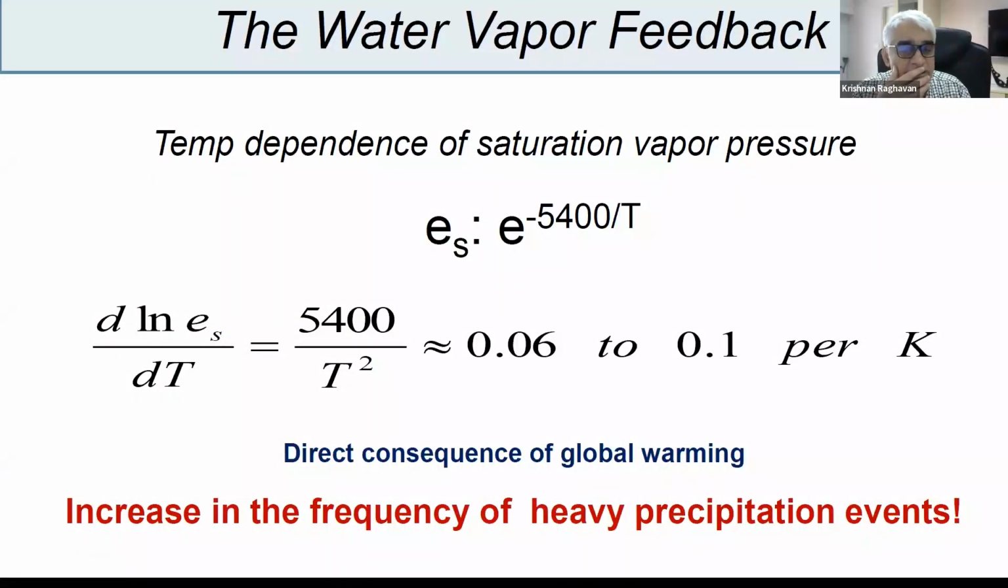So one of the important consequences of global warming is the increase in atmospheric water vapor, basically due to the temperature dependence of the saturation vapor pressure. With every 1 degree increase in temperature, the water vapor in the atmosphere can increase by 6 to 10%. And this is a direct consequence of global warming. And one of the important consequences is that the frequency of heavy precipitation events is also expected to increase at the same rate, about 7% per degree of warming.